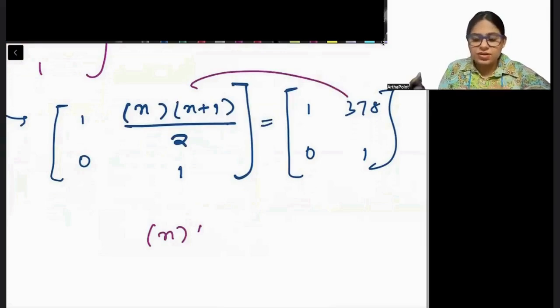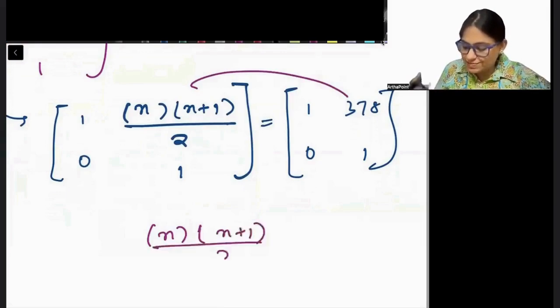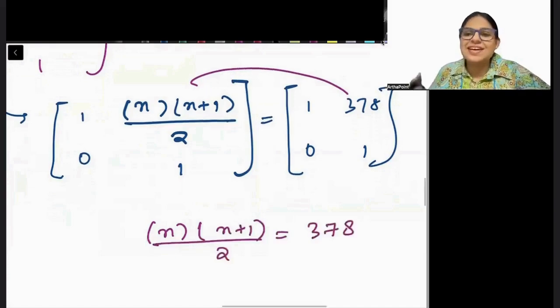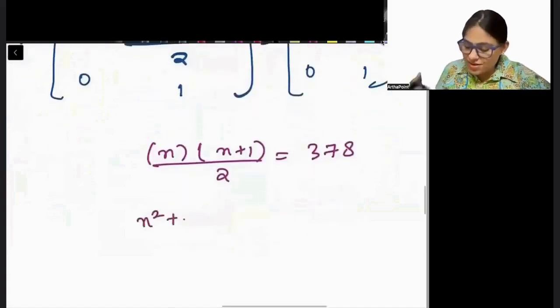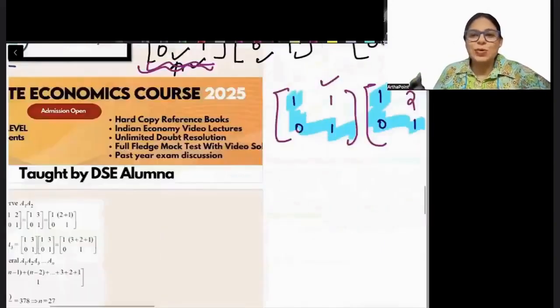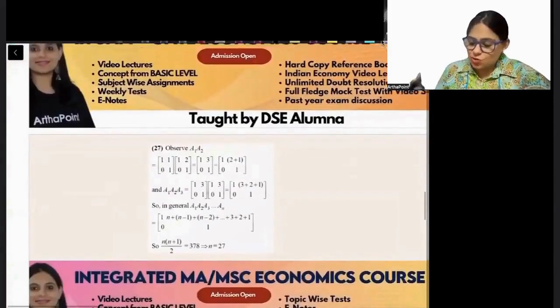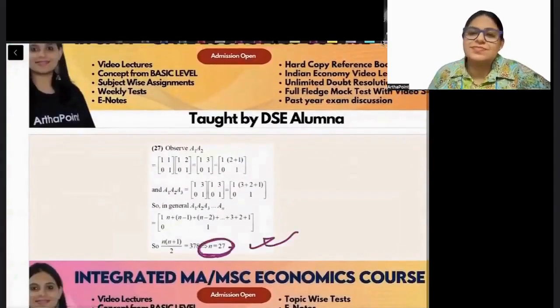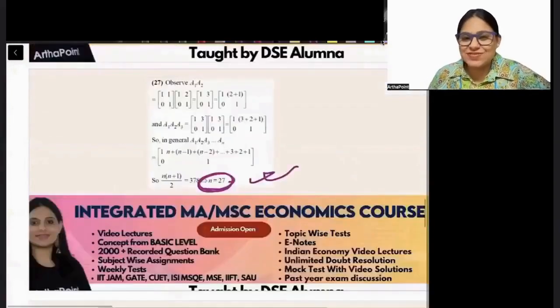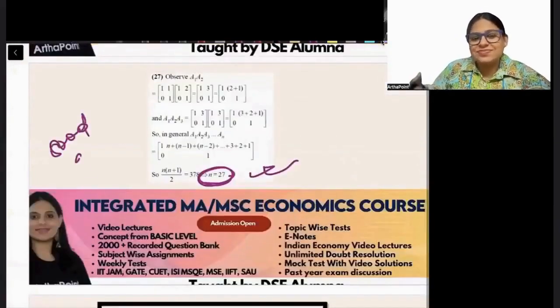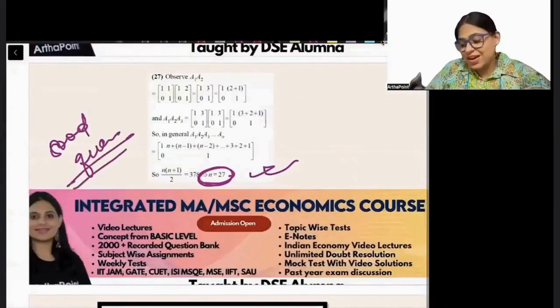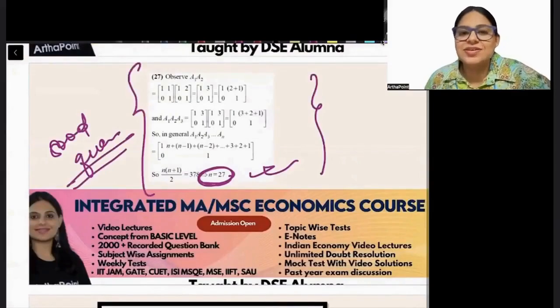Just give me a minute. Sometimes the pen shows tantrums, right? So n square plus n is equal to 378 into 2. Quadratic equation. Just solve it. So when you solve this, you will get n as 27. That's the answer to this question. Good question. Tricky one. Right? This is the kind of question that is asked in ISI. So good one. Okay, beta.